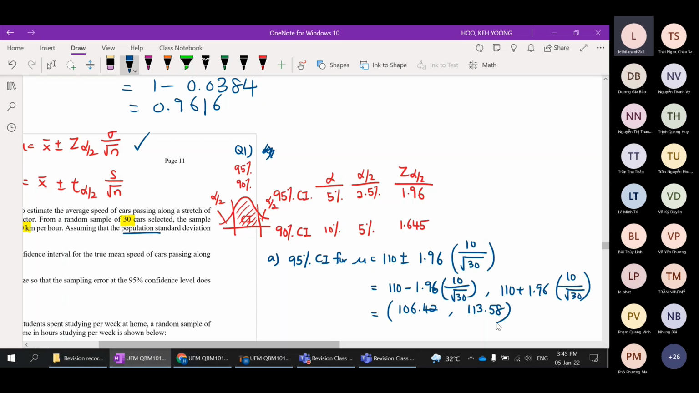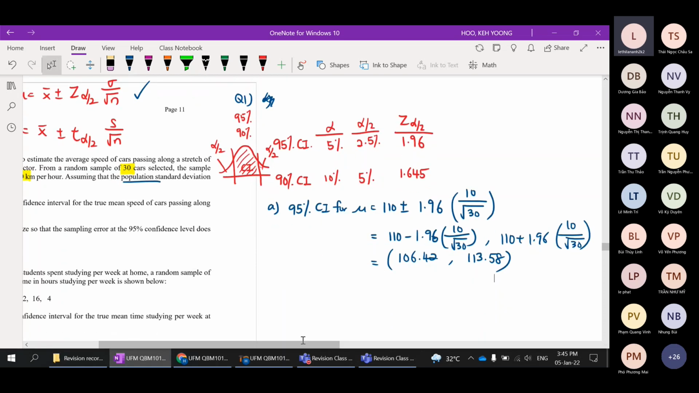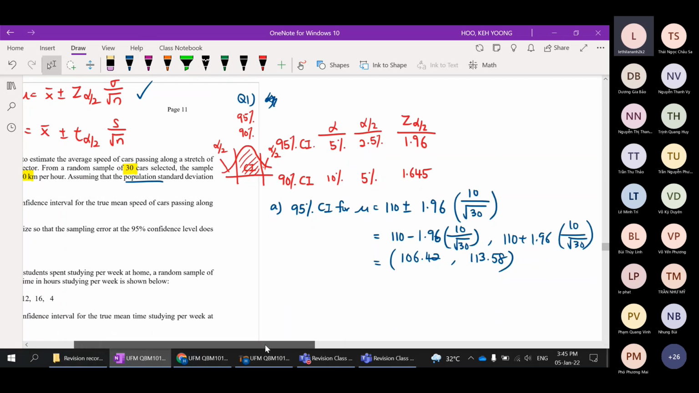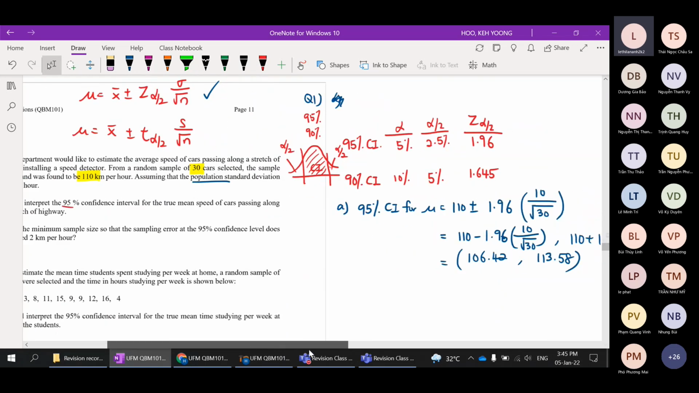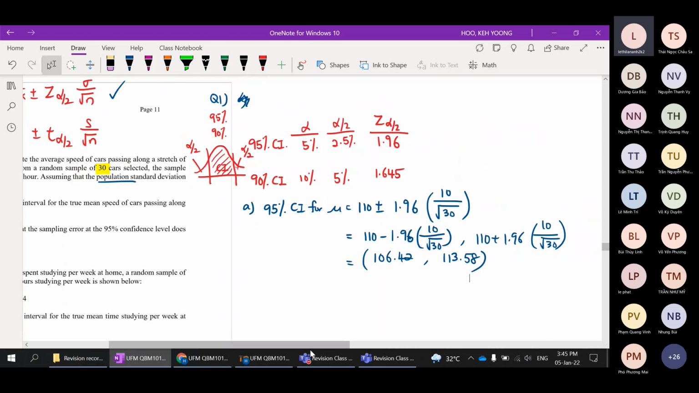Okay, 106 and 113. So what does it mean? Okay, so this is find the interval only. You haven't interpreted. So what does it mean by this answer?